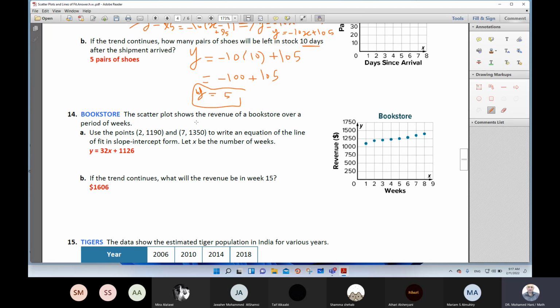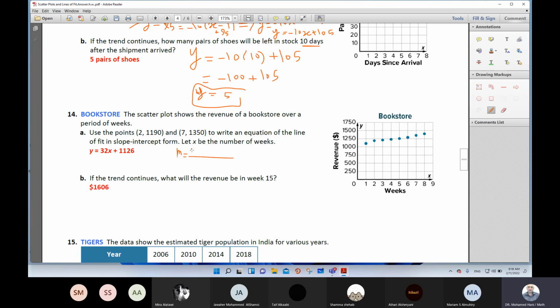The scatter plot shows the revenue of a bookstore over a period of weeks. Use the points (2, 1190) and (7, 1350) to write an equation of the line of fit in slope intercept form. Let x be the number of weeks. So start from the slope. Here x1, y1, x2, y2.